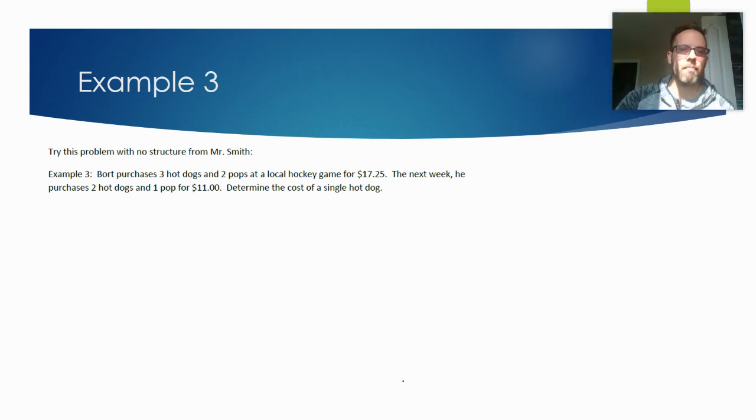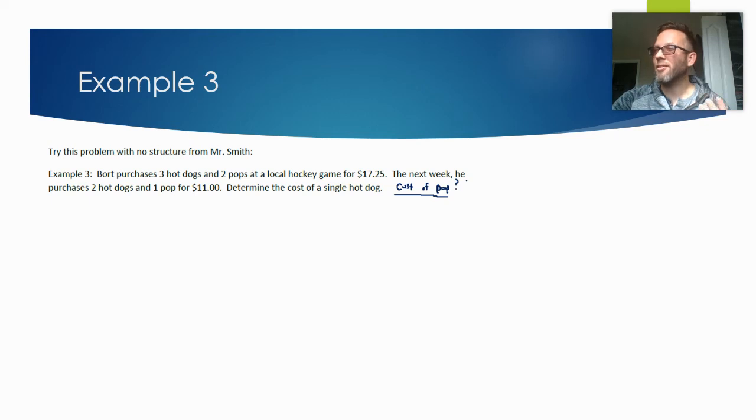So in this problem, Bort purchased 3 hot dogs and 2 pops at a local hockey game for $17.25. The next week, he got 2 hot dogs and 1 pop, and it cost $11. I'm asking you guys to find the cost of a single hot dog. Now, maybe I'll add in, even though this question says determine the cost of a hot dog, we'll also want to know the cost of a pop too.